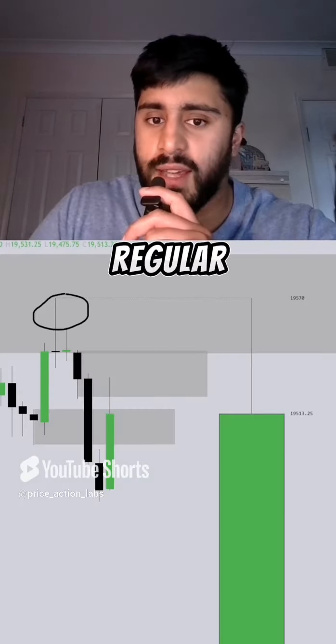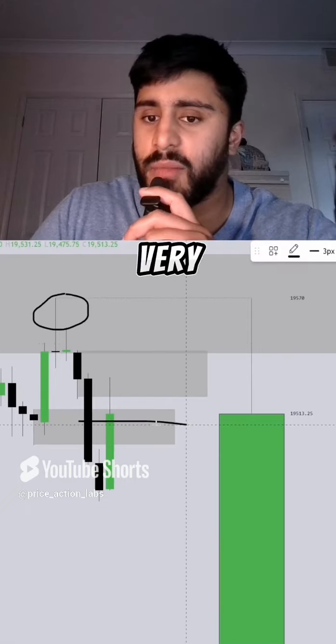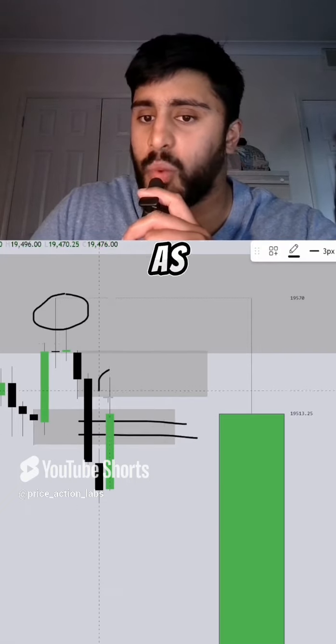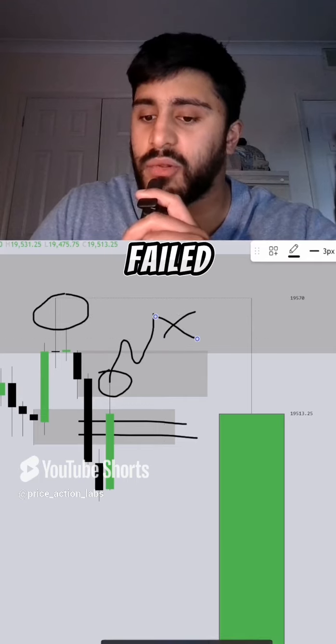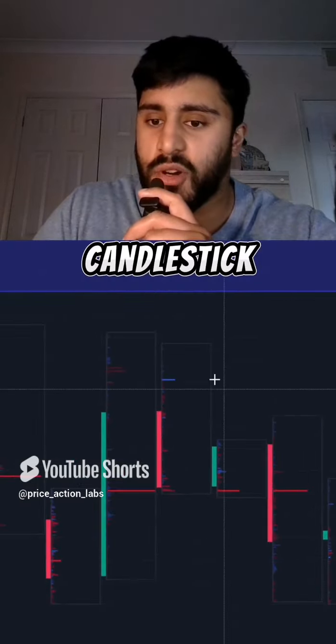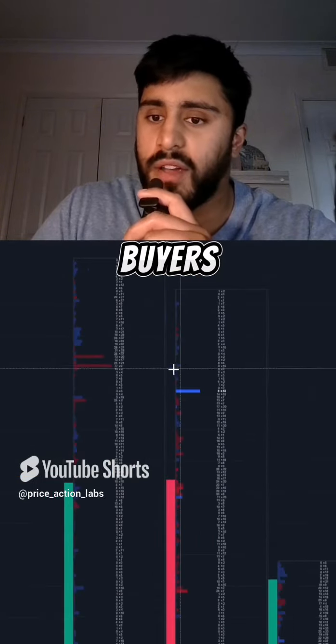So when we go back to the regular candlestick chart, what we can conclude from here is that sellers are very much active in this area. Price has wicked here and is unable to break this area. So the aggressive buyers have failed. When we go back to the regular candlestick chart, we can see despite having a red candle over here, there were actually aggressive buyers within this region.